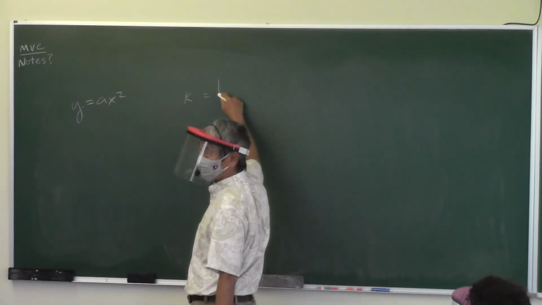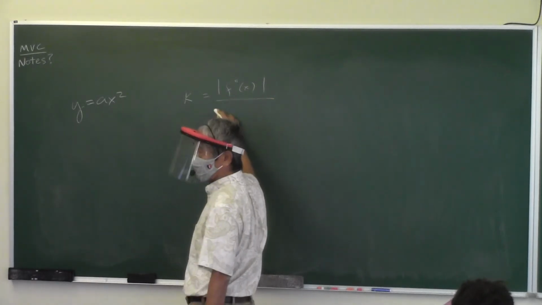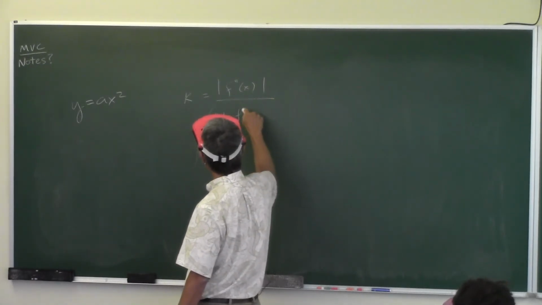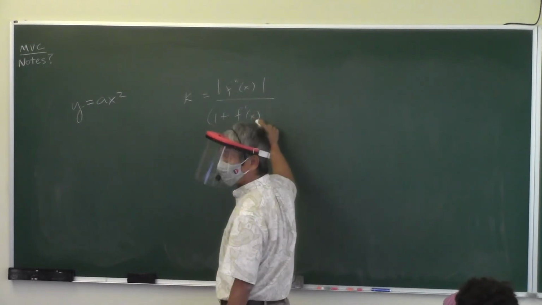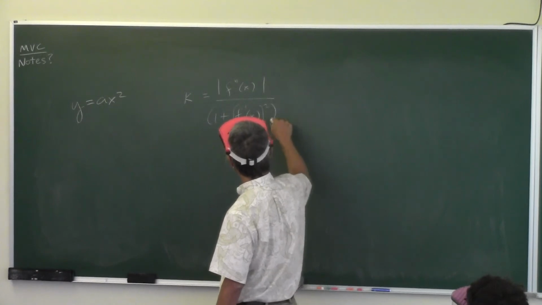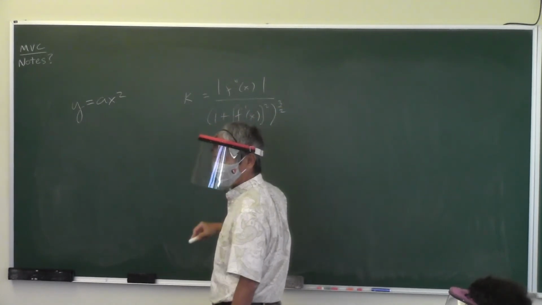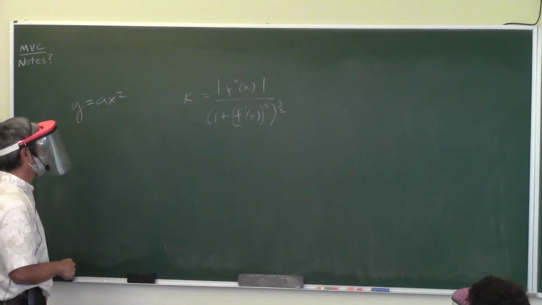So, absolute value of f double prime of x all over 1 plus, well, I can't even memorize this formula, so that's why, f prime squared, to the 3/2 power. Like I said, I really don't know how these formulas are derived.